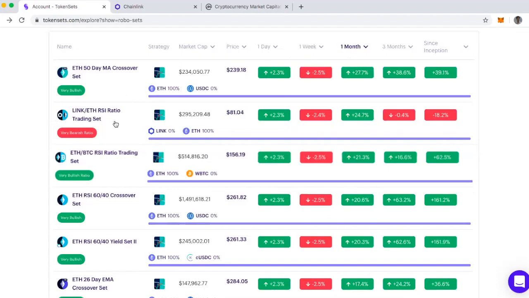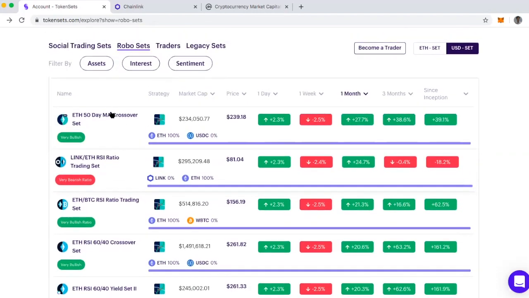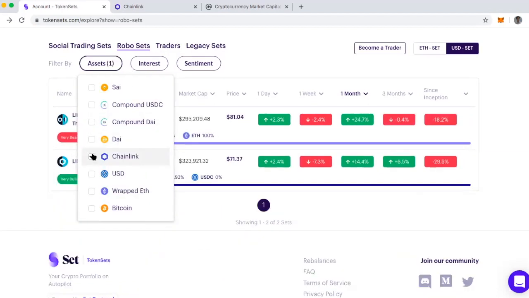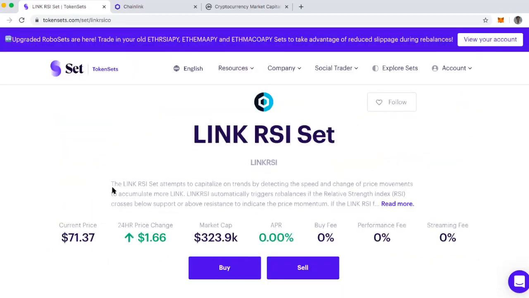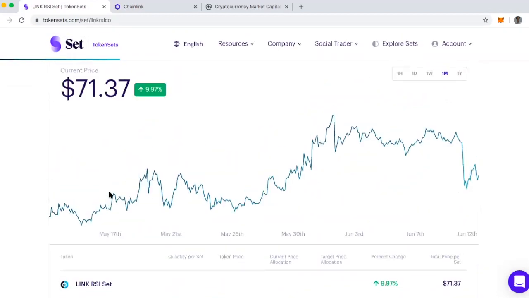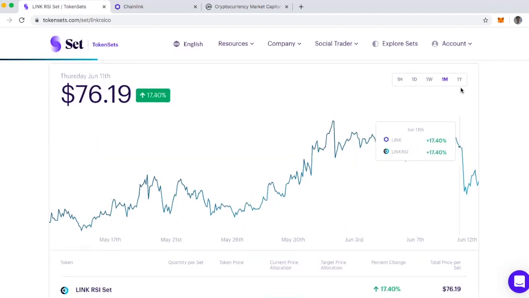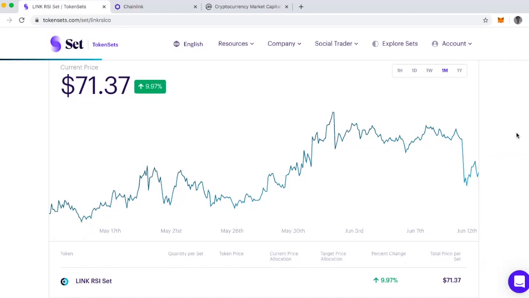Let's take a look now at the other Robo set that uses Link. So that was the Link ETH set, where it's swapping in between Link and Ether. So I'm going to take a look at the one that swaps between USDC and Link. Okay, so interestingly, over the last month, this has just been sitting in Link.